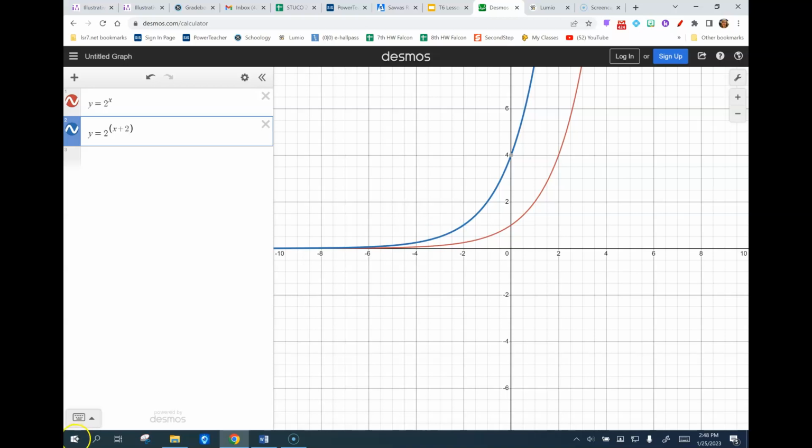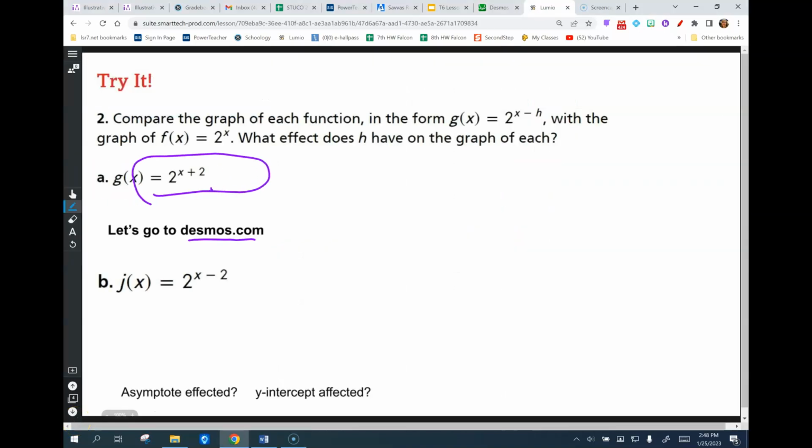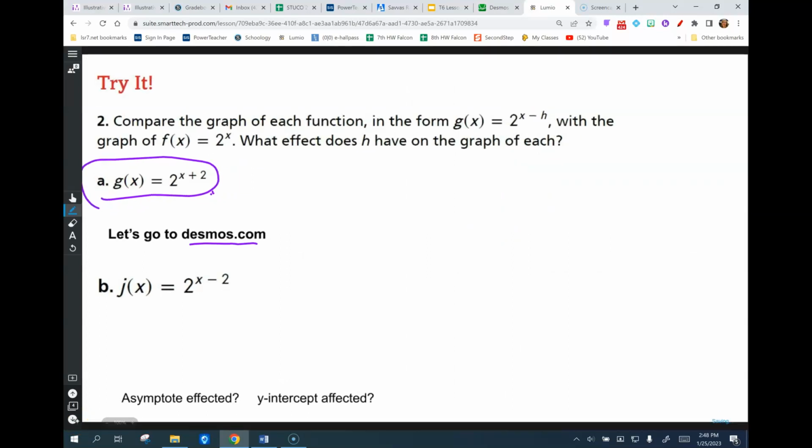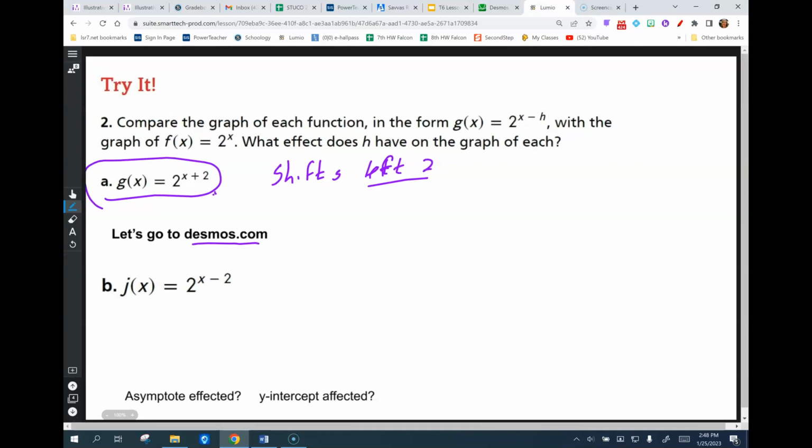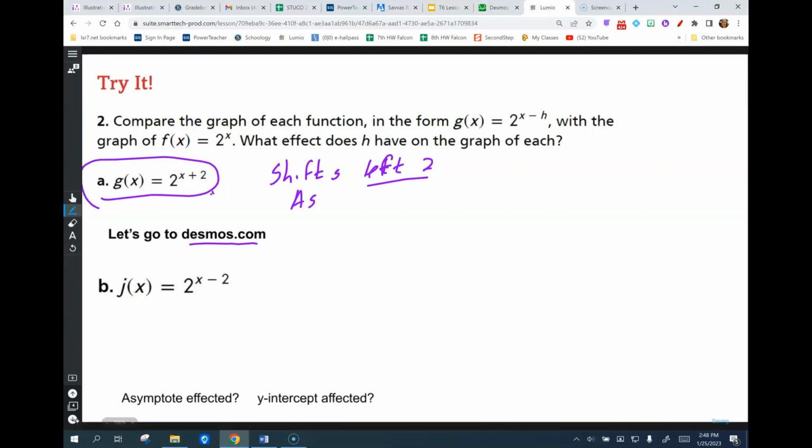Okay, let's go back to our note. So let's look at this function now, and let's make comments about what's happening here. So we know that it had a shift. It shifts left 2, 2 places, right. Did my asymptote change? No, it did not. So my asymptote is still what it was before. My asymptote does not change.